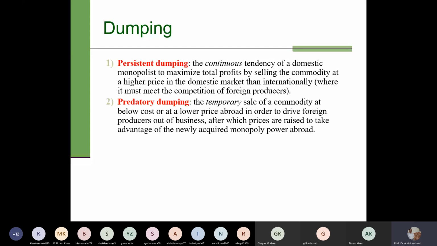This is the temporary sale of a commodity at a below cost or at a lower price abroad in order to drive foreign producer out of business. Okay, and once you drive out your competitor in the foreign market, then such firms, those who are doing dumping, they increase their price and they take the advantage of newly acquired monopoly power.